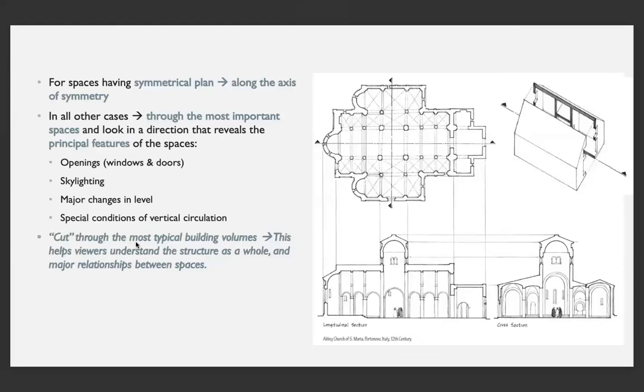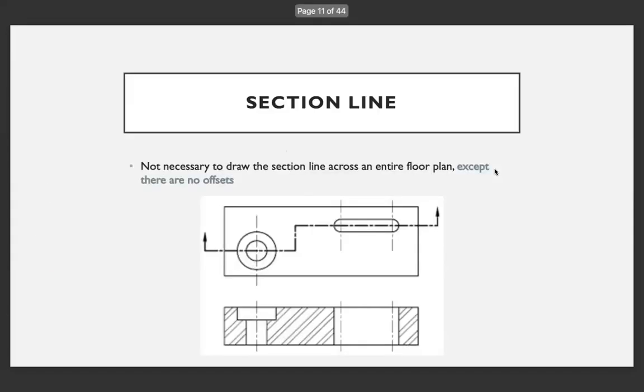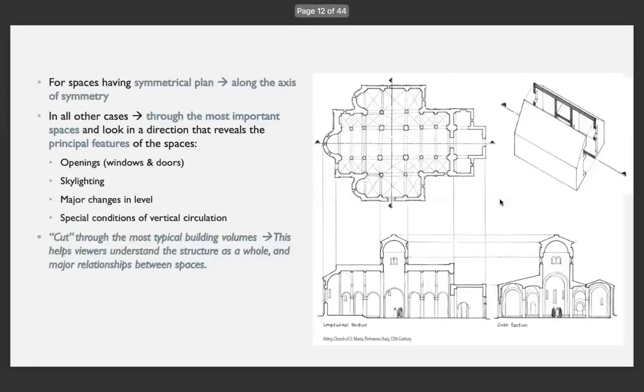If a space has a symmetrical plan, like these old churches, this is a Baroque period church, then along the axis of symmetry you don't have to do any kind of offset section. A straight cross section will be fine. But in other cases, cut through the most important spaces and look in a direction that reveals the principal features of the space, that is where your section line should go.